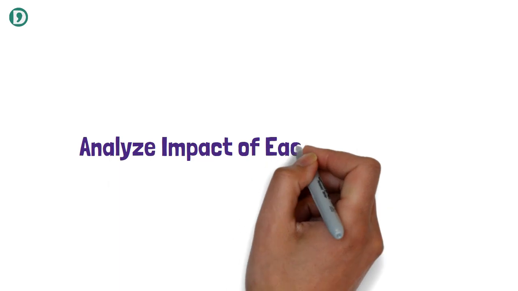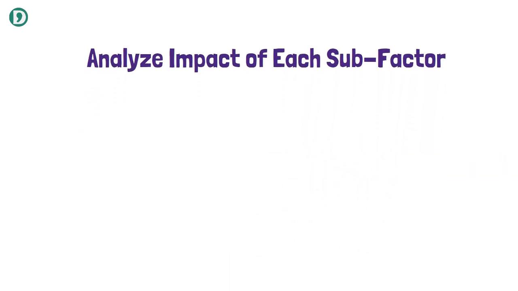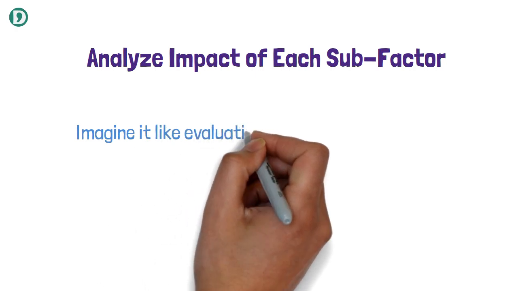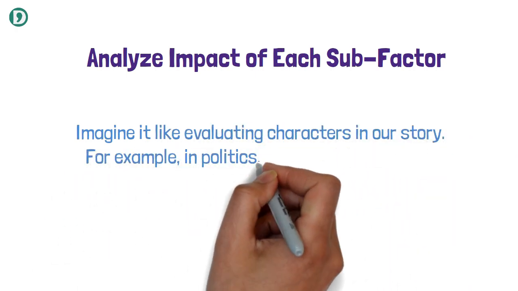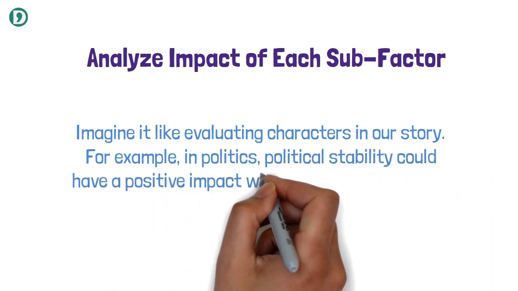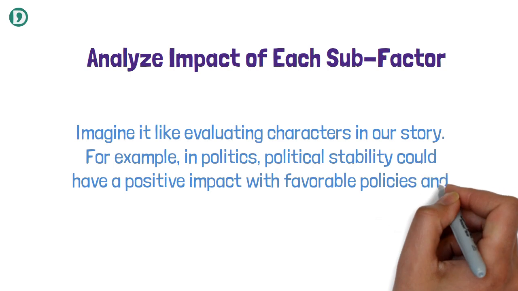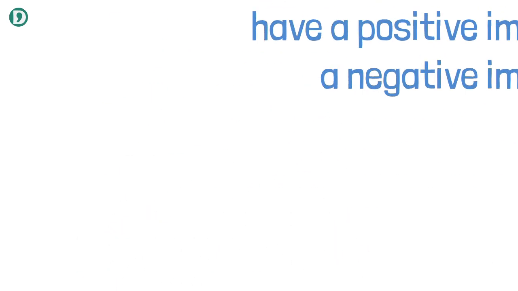Third step is analyzing the impact of each sub-factor. Now determine the impact of each sub-factor on the organization. Imagine it like evaluating characters in our story. For example, in politics, political stability could have a positive impact with favorable policy and also have a negative impact with unfavorable ones.